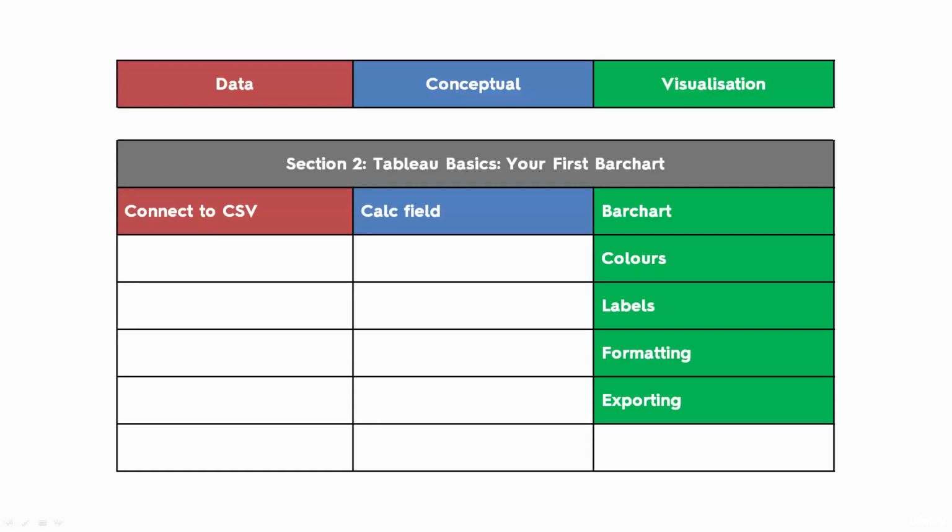Section 2. Tableau Basics, your first bar chart. Here we connect to a CSV file, so that's our data category. In the conceptual category, we've got the calculated field. We introduced that right away at the start of the course. And then in visualization, we learned how to do a bar chart, how to add colors, labels, formatting, and exporting.